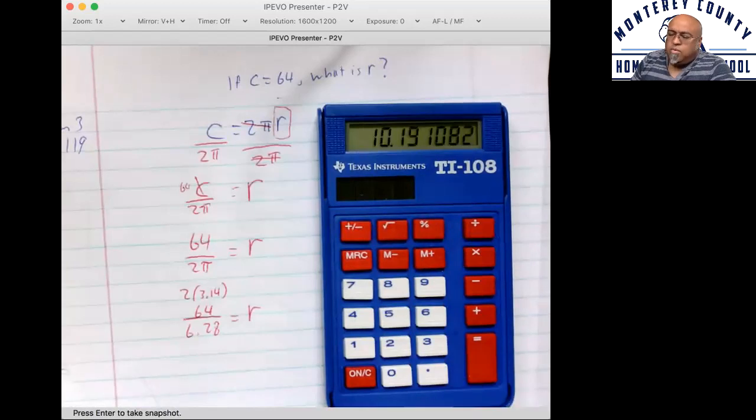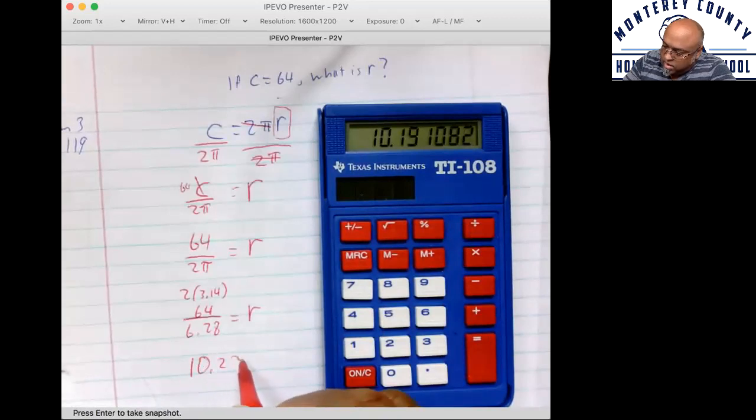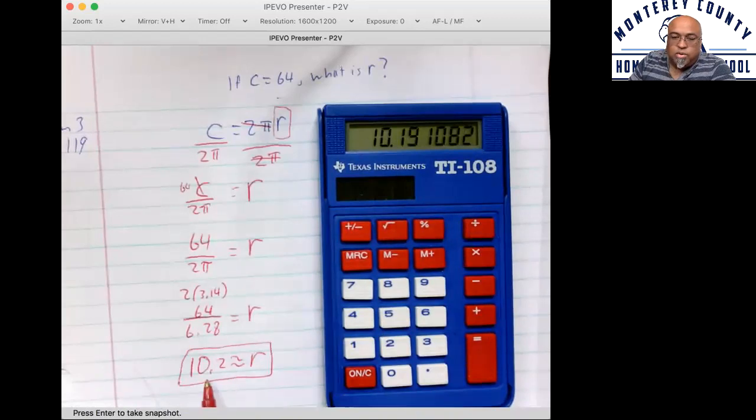10.1910. Now with pi, you're going to end up getting these funny decimal answers. So we'll just round it to 10.2. And I'm going to use the about symbol instead of the equal symbol. So the radius is about 10.2, or 10.2 is about a good estimate of the radius. Okay, just wanted to show you how to do that problem.